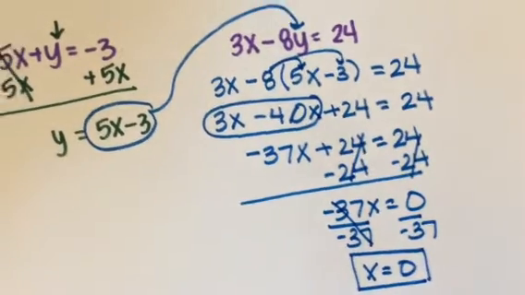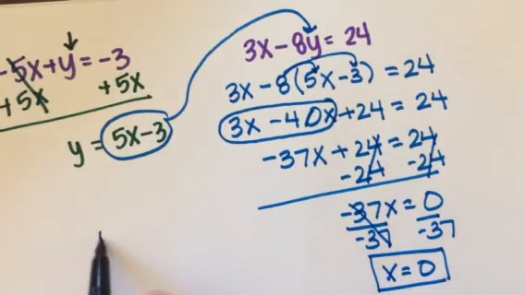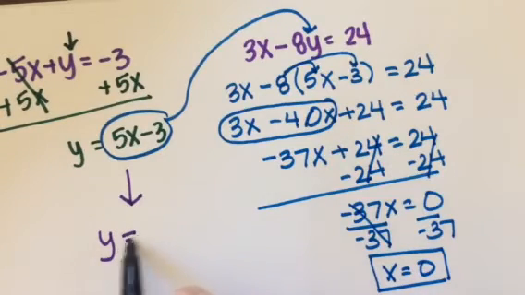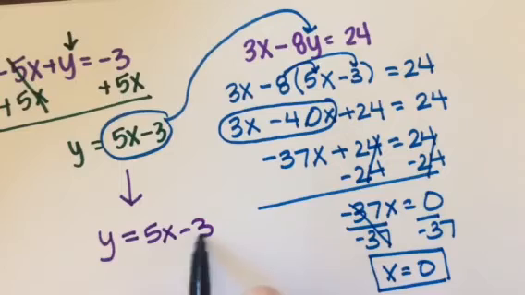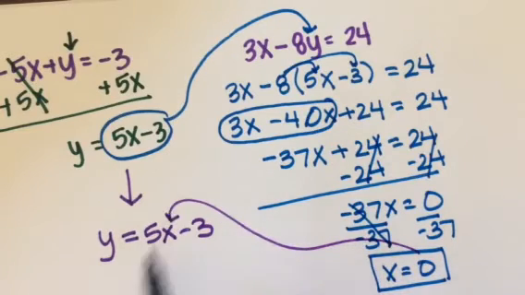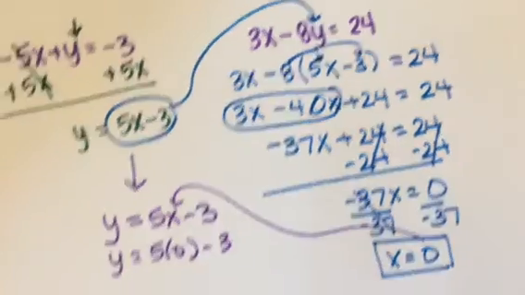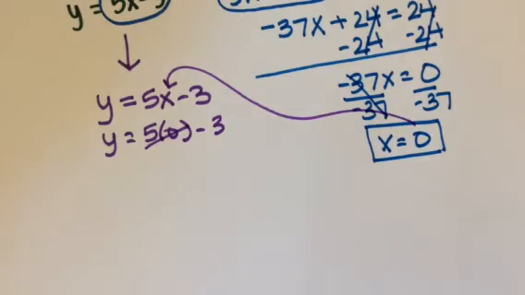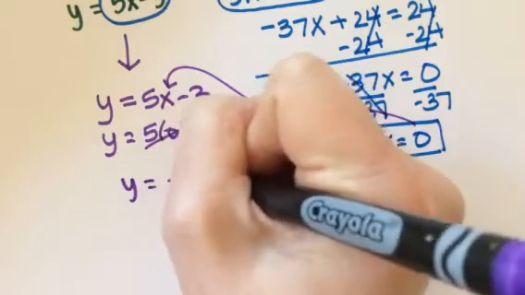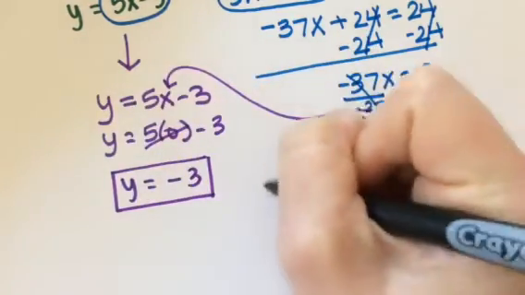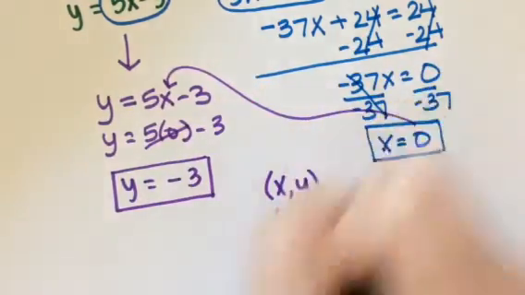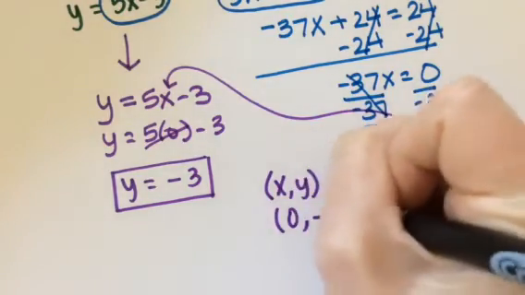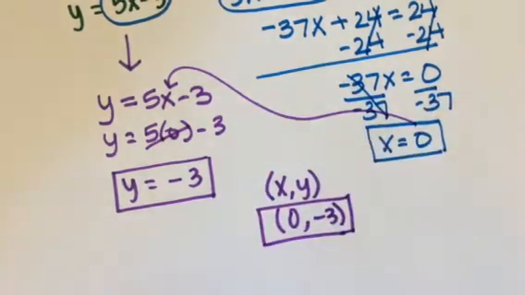Okay. Now let's go figure out what y equals. Bring down this equation. Y equals 5x minus 3. Grab this x value. Y equals 5 times 0 minus 3. That's going to cancel out to nothing. You can just cross it out, because anything times 0 is 0. Then you have y equals -3. So in coordinate form, your answer is going to be 0, -3. That is the intersection point.